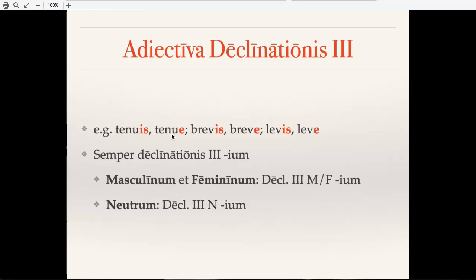Now, how are we going to form these? Notice with these two forms here, you're not given three like we had before, bonus, bona, bonum, a masculine, a feminine, and a neuter form. Instead, what we have is the masculine, feminine nominative singular, and the neuter nominative singular. So we'll see some examples in a minute, but when we start out with the masculine or feminine noun, the first form will end with this -is, and with the neuter, it'll end with the -e.